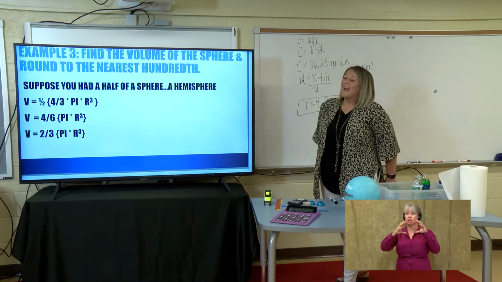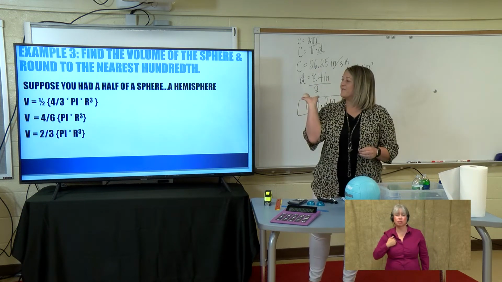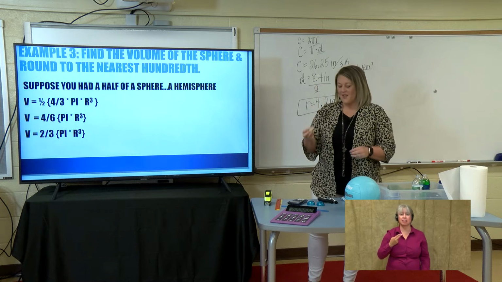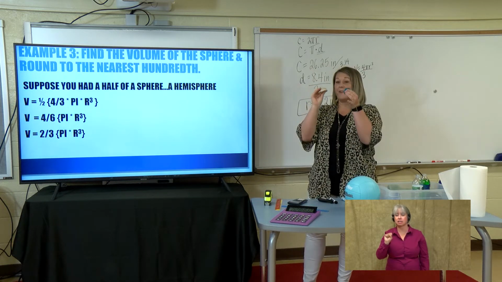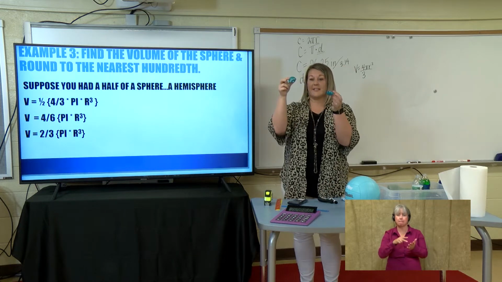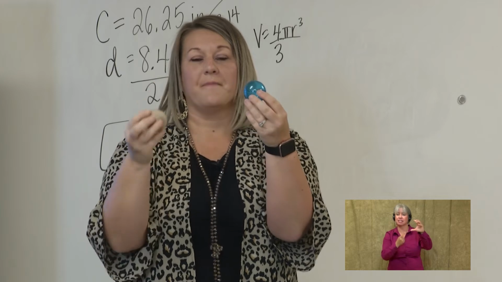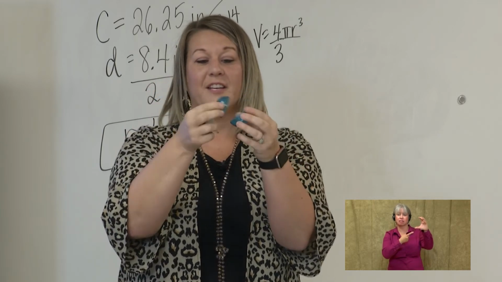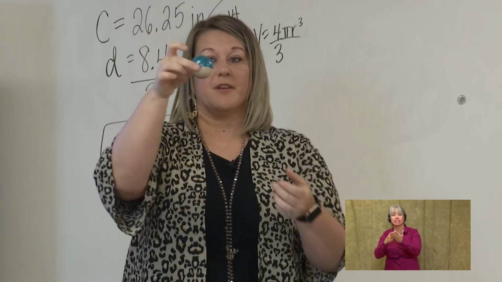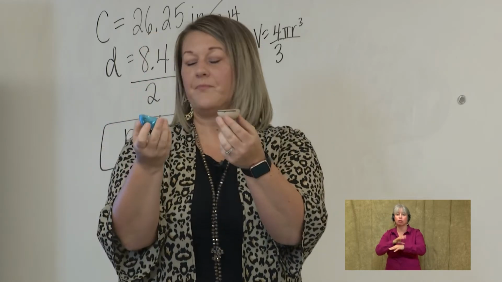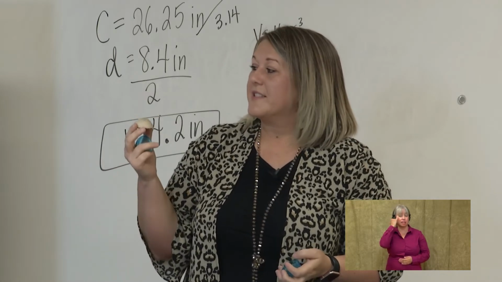What if we don't have a sphere? What if we have a hemisphere? What is a hemisphere? Like we said a while ago, a hemisphere is half of a sphere. If I take this top half off, these two are hemispheres. Maybe you've heard that in geography, and you've been studying maps, you've talked about the hemispheres. Okay, so suppose you have half of a sphere, which we know is a hemisphere.